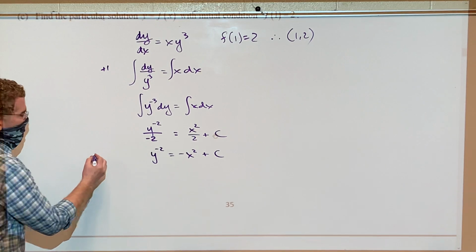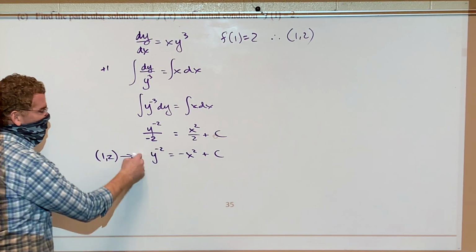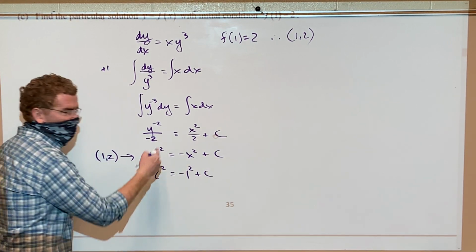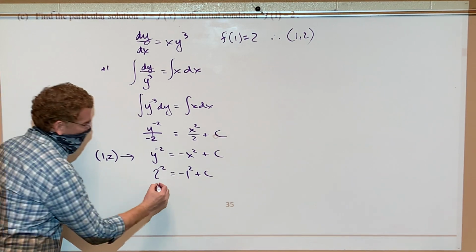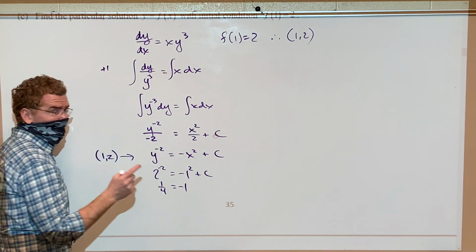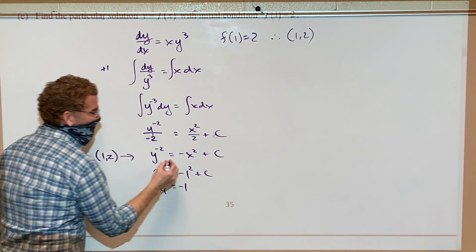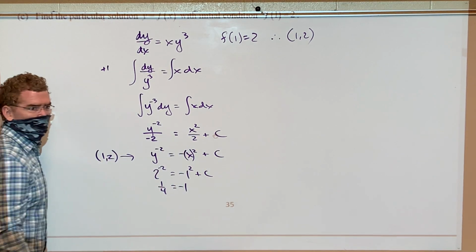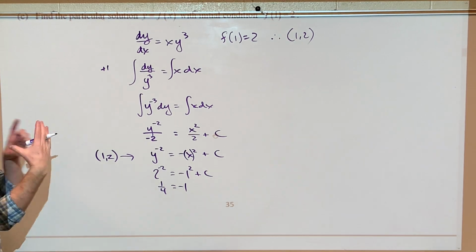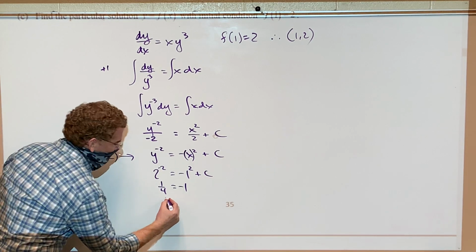All right, so let's plug in the (1, 2) now. (1, 2) gets plugged in right there. So I get 2 to the negative 2 equals negative 1 squared plus c. What's 2 to the negative 2? A fourth. Negative 1 squared? Which is what? Negative 1. Be careful there, right? It's not quantity negative 1 squared, it's the negative of the square. So anyway, add that, you get a 5/4.